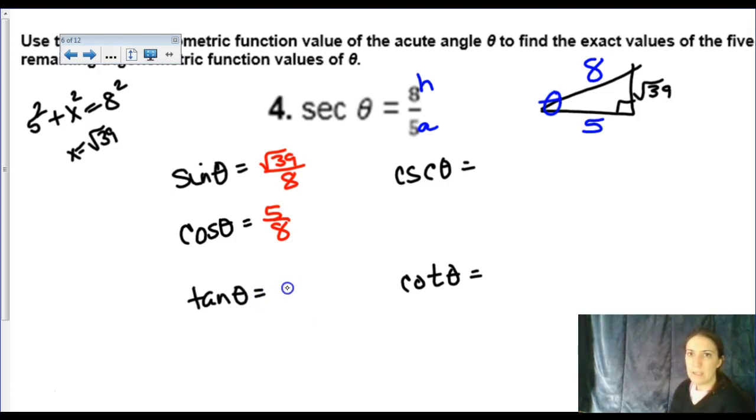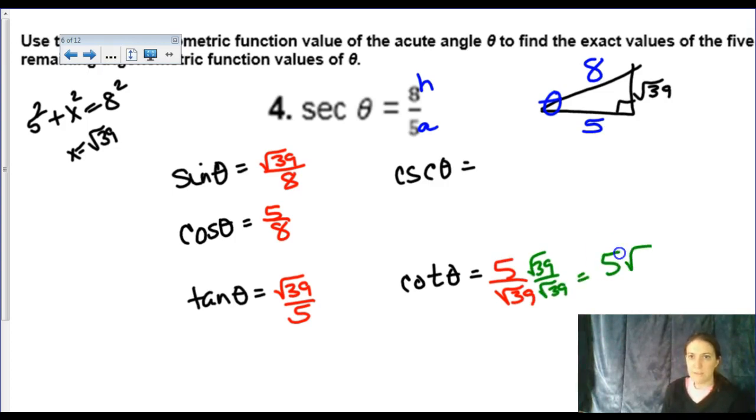Tangent is opposite over adjacent. Cotangent would be the reciprocal of that, which of course I'm going to have to simplify here. Rationalize, I should say. Yucky, yucky. Alright, 5 squared to 39 over 39.